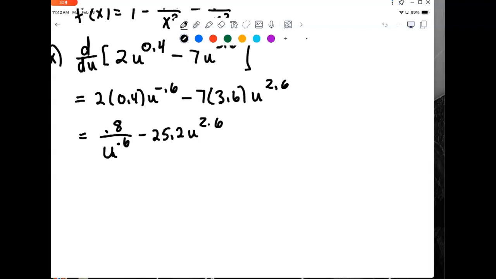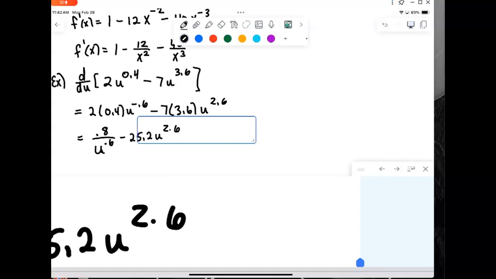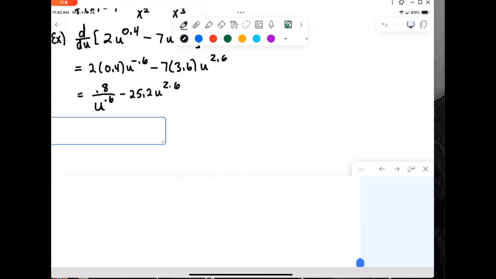Okay, so we're going to consider some more examples here of some derivatives. These may be a little messier than what we've been looking at. Consider our next example here.